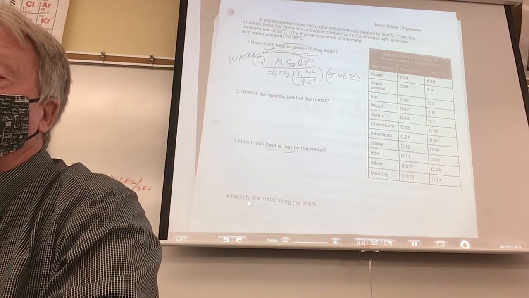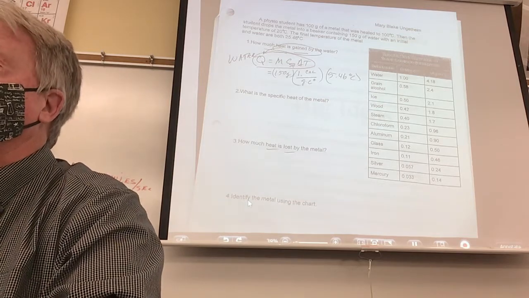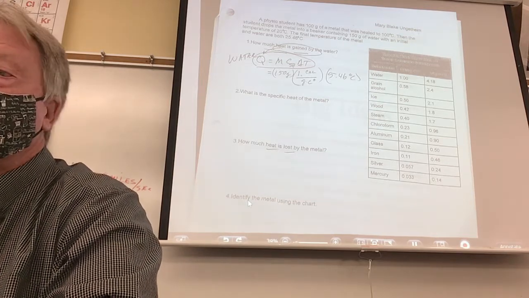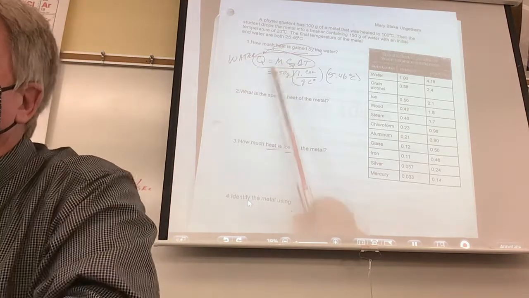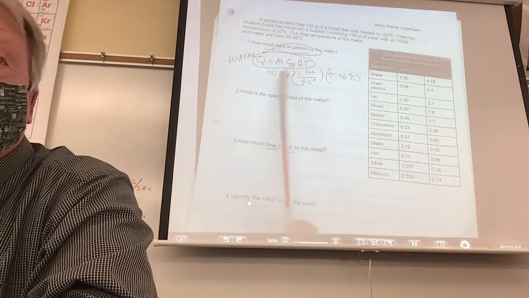How much heat was gained by the water? And you say, wait, there's an equation for that, isn't there? Yeah, MC delta T. What's the mass of the water? Go up here. What's the mass of the water? I found you. 150 grams.